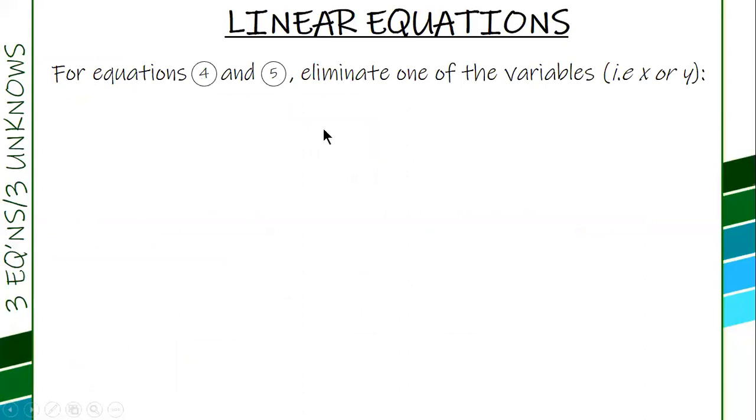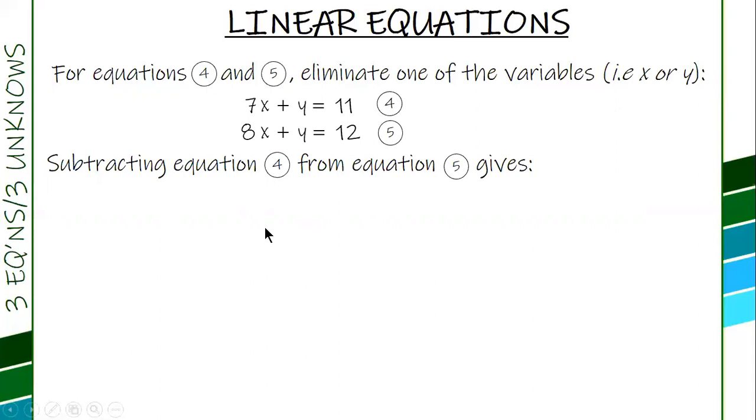For equations 4 and 5, eliminate one of the variables, either x or y. Just choose. Again, you have equation 4 and equation 5. By inspection, it is easier to eliminate y, right? Because the coefficients are the same. So let's eliminate y. Whether to subtract or add, just look at the equations. Since both are positive, subtract. Subtract equation 4 from 5, so 5 minus 4.